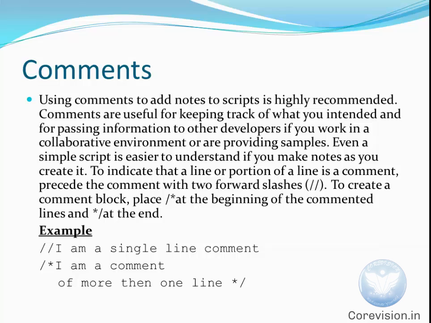To indicate that a line or a portion of a line is a comment, precede the comment with two forward slashes. To create a comment block, place slash star at the beginning and put star slash at the end. Example: double slash I am a single line comment, slash star I am a comment of more than one line, star slash.